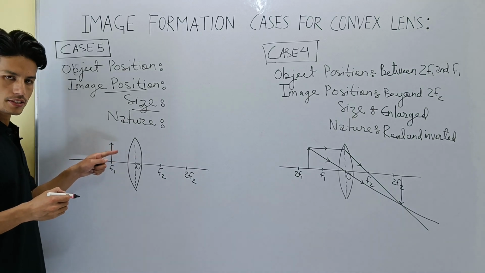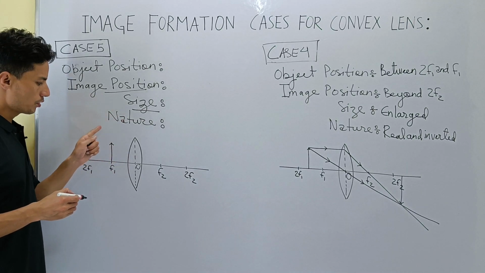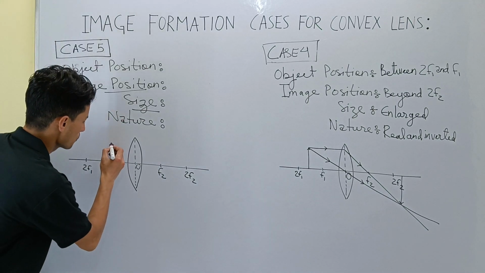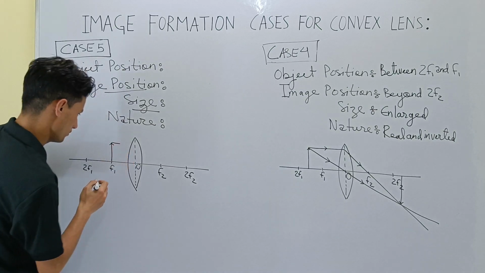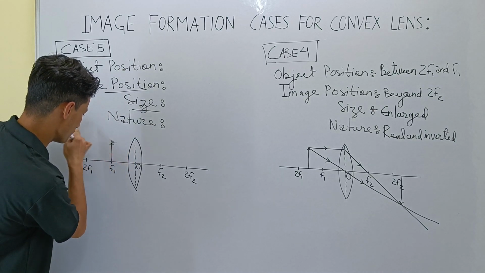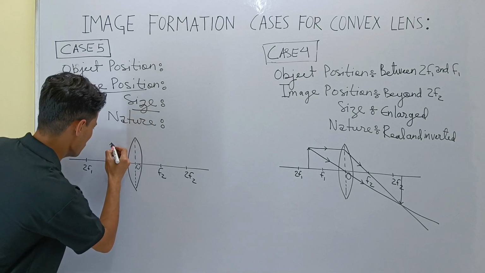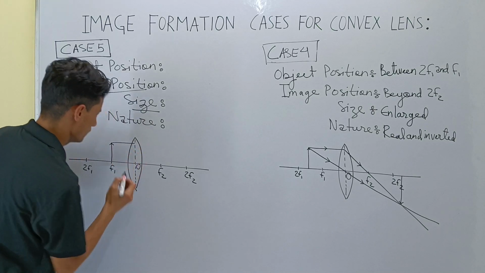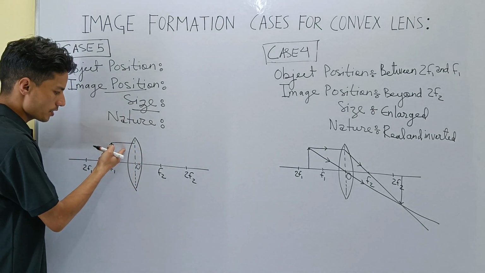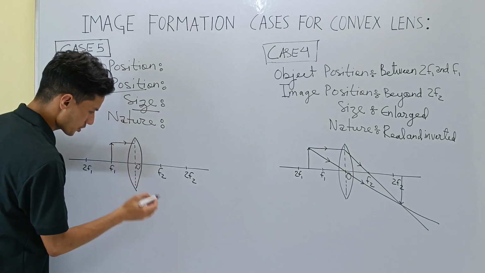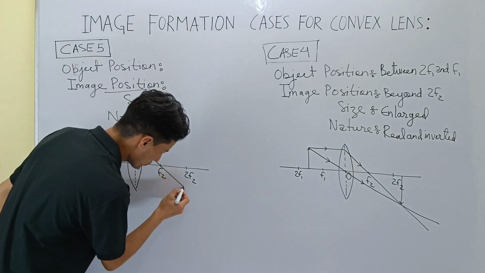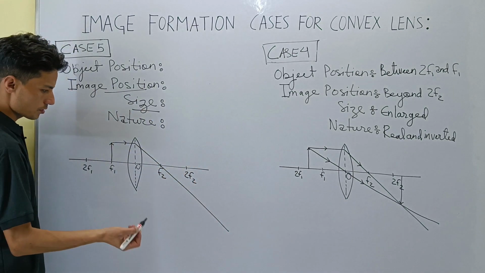So let's draw two rays. As usual, we will follow rule 1 and rule 3. So rule 1 should be parallel. Make sure that it is parallel. So let's make it parallel. Incident ray traveling parallel to the principal axis, after refraction, passes through F2. It passes through the focus only.